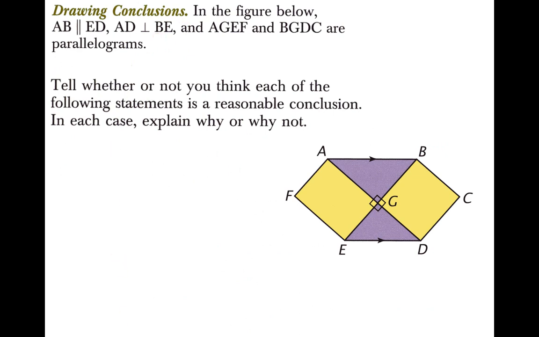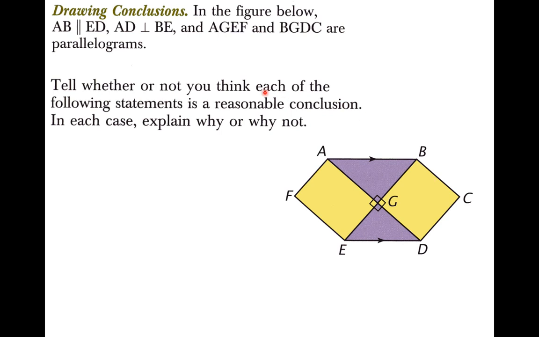Okay, we've got some givens here. I'm going to grab my pen this time and mark them in there. So AB up here, I guess that's marked, is parallel to ED down here in the bottom. And AD is perpendicular in here, so we've got 4 right angles. Perpendicular lines form 4 right angles. And we've got parallelograms. Well, that's helpful. The yellow ones are parallelograms.